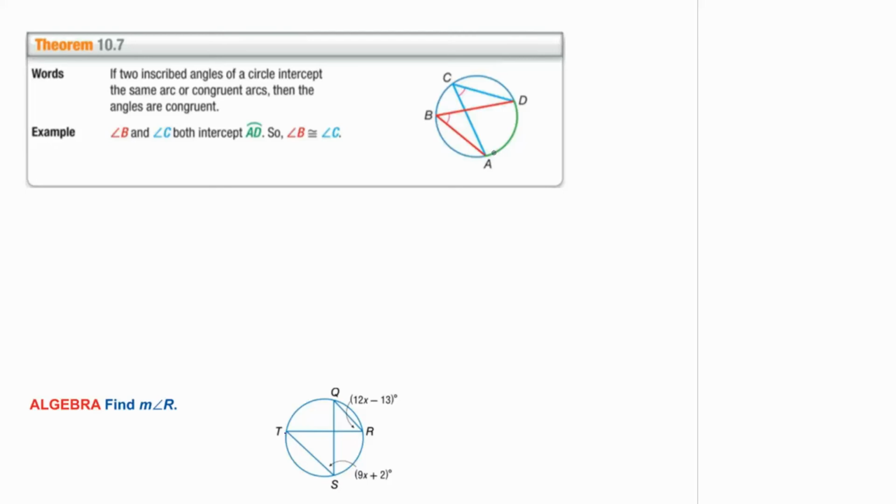Next, we're going to look at two angles which cut off the same arc. So angle ABD, or angle B, cuts off the arc AD. Angle ACD also cuts off that same arc, which tells us the angles have to be equal to each other.